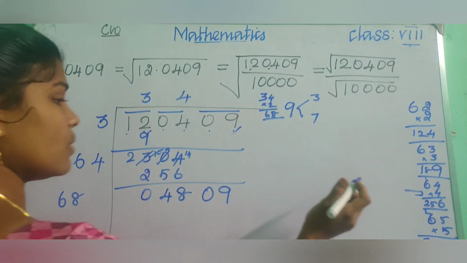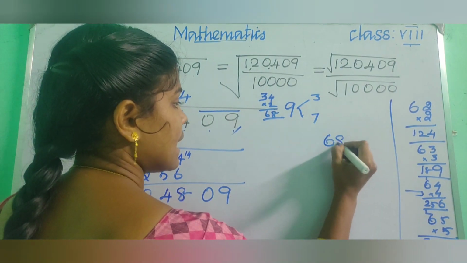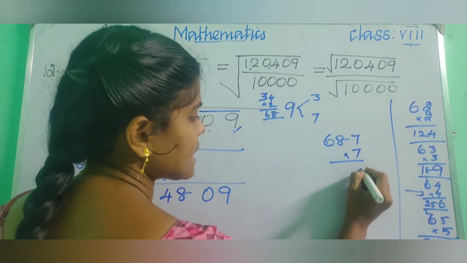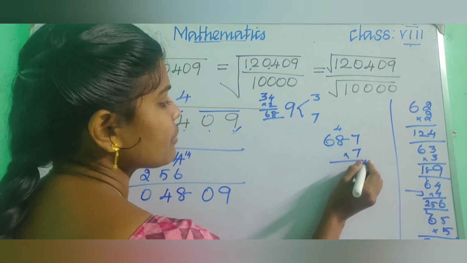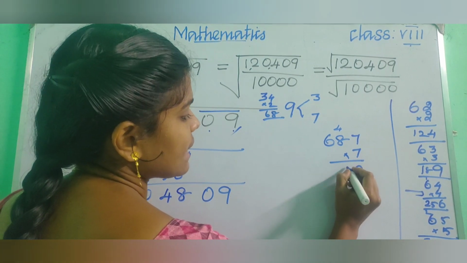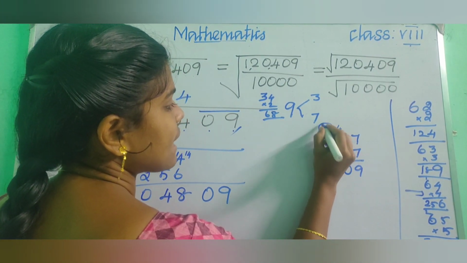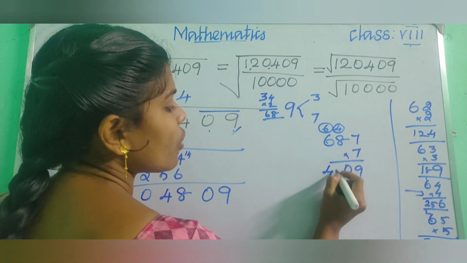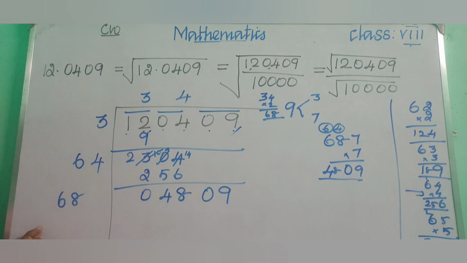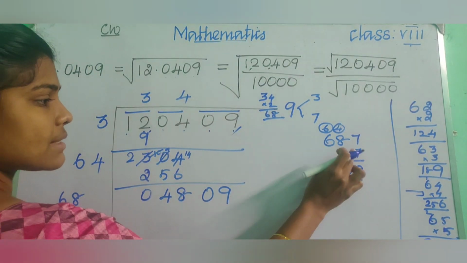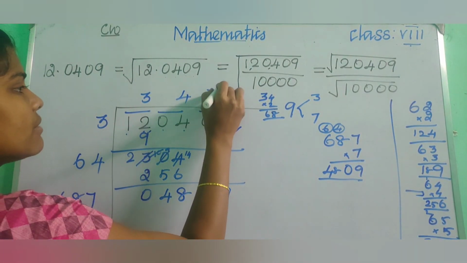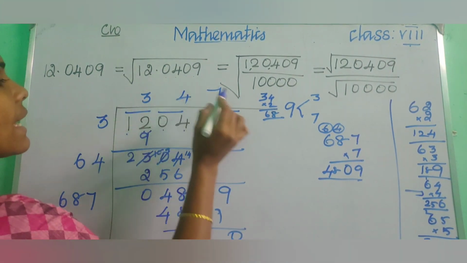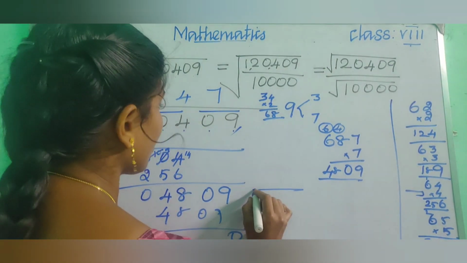Okay, children, so let us check for 7. 68 is here. We need to check this 7. 7 7s are 49. 7 8s are 56. Okay, 60. Put 0 and 6 in the carry. 6 7s are 42. 42 plus 6, 48. Now we got 4,809. So it is 7, right? So we can put 7 in the divisor and 7 in the quotient. Now we got the same number. That is 347.